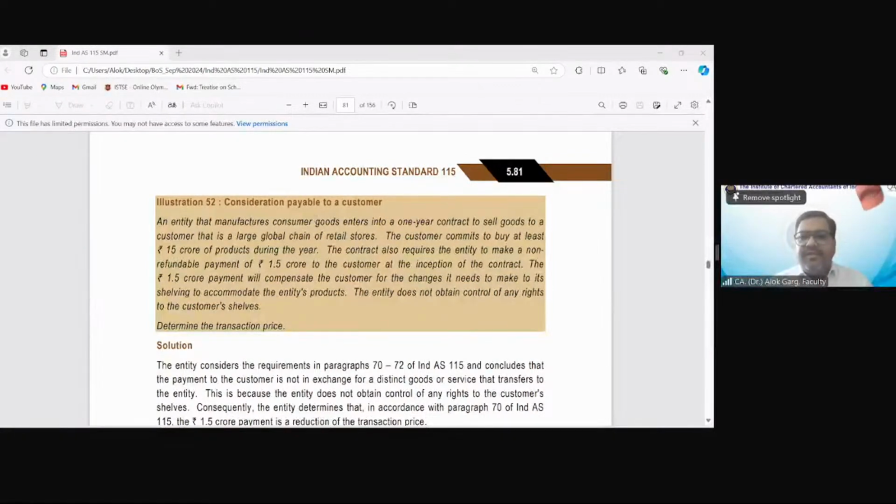An entity that manufactures consumer goods enters into a 1-year contract to sell goods to a customer that is a large global chain of retail stores, right? So this entity is like Hindustan Unilever or ITC. This entity is selling goods to Big Bazaar, to DMart, to Reliance Retail. The customer commits to buy at least 15 crore rupees of products during the year. Since these are the big departmental stores, okay.